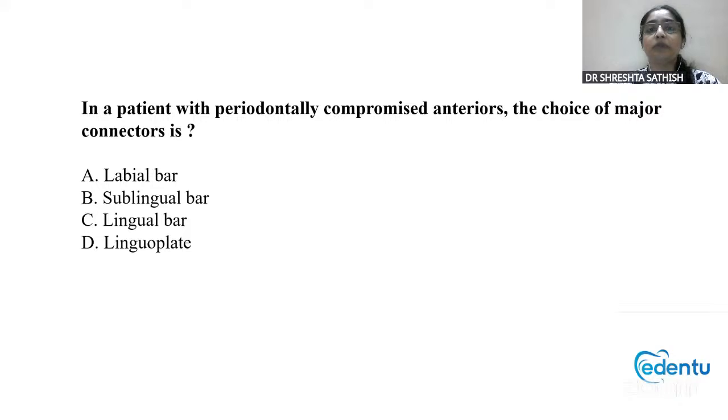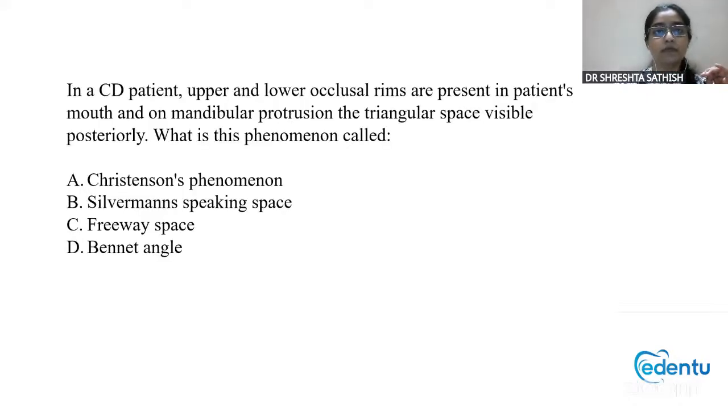In a patient with periodontally compromised anterior, I think we already did this, the major choice of major connector is going to be a lingual bar. Sorry, it's a lingual plate. My bad. It's a lingual plate. Okay, the one we discussed earlier. Not a lingual bar, it's a lingual plate. This again, I think a couple of questions have come in between.